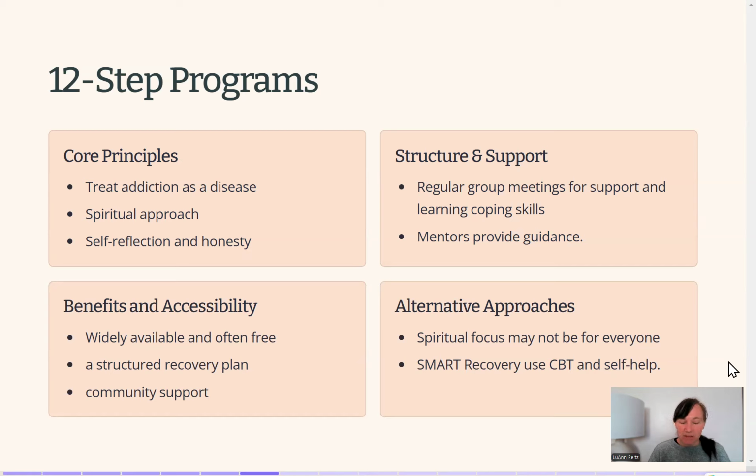The benefits and accessibility: it's widely available and often free. There's a structured recovery plan, those are the 12 steps, right? And community support. So your sponsors, and a lot of times there's a lot of community events. Alternative approaches: some people find themselves not wanting to do AA or NA. Spiritual focus may not be for everybody. So SMART Recovery uses cognitive behavioral therapy and self-help. So that's something to think about.